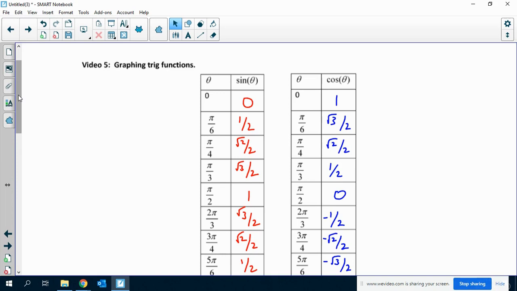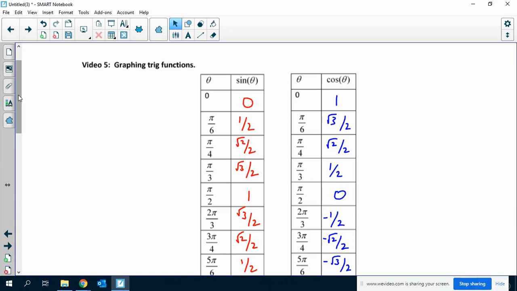We're going to talk about graphing trig functions now. Previously we were just trying to learn what sine, cosine, and tangent ratios were. Now we're going to try and figure out what they look like as some sort of function and see if that makes any sense to us.